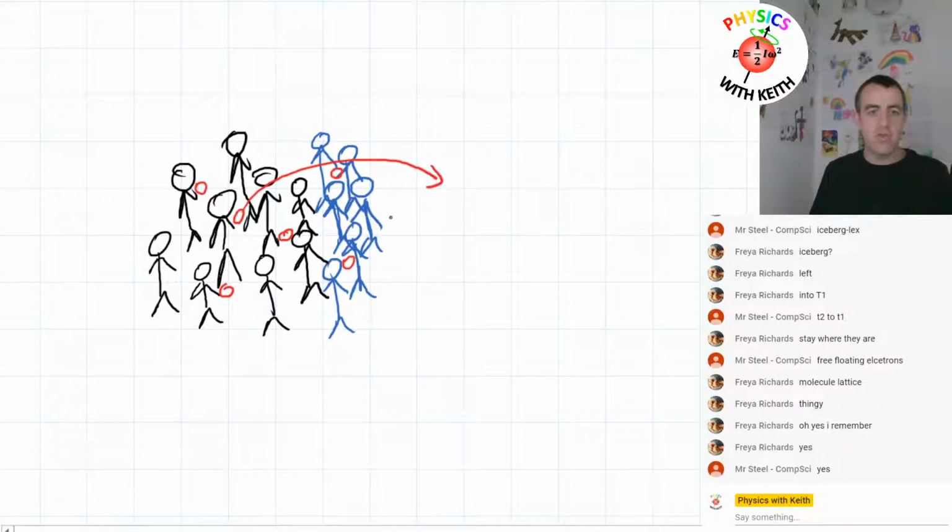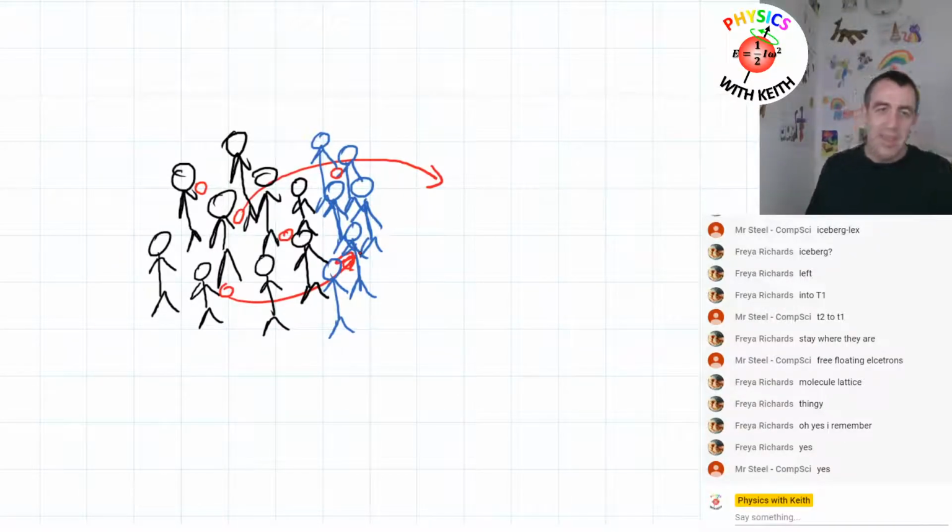The balls can go like this. They can be thrown great distances. So that's a second mechanism of transferring kinetic energy, by throwing a ball from one side of the mosh pit to the other.